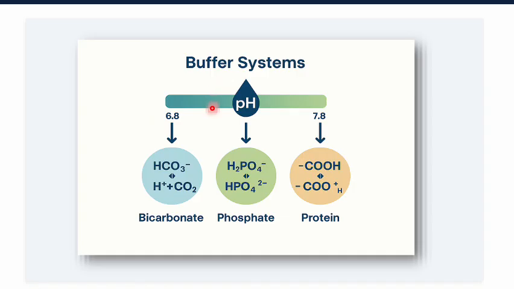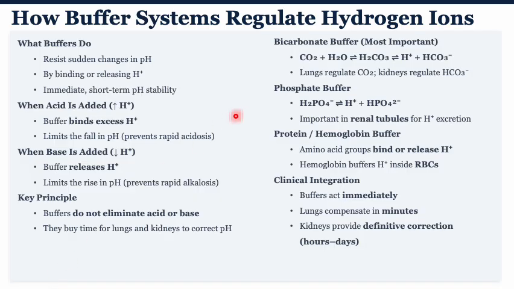Another system that can also help to keep the homeostasis and the balance is called the buffer systems. We have three major buffer systems. One focuses mainly on bicarbonate. Another one focuses on phosphate. And the third focuses on protein and/or hemoglobin. So we're just going to talk about this in a little bit more detail.